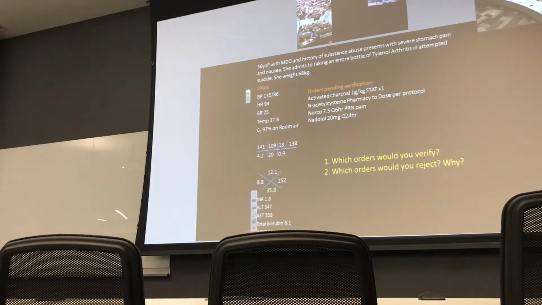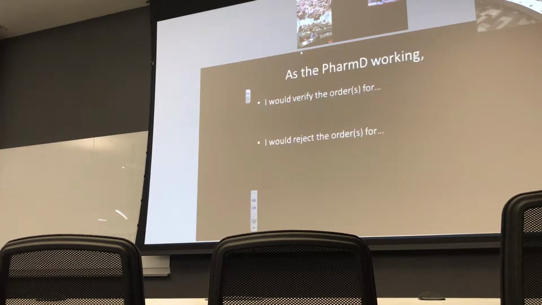She doesn't need the Nadolol because that's for encephalopathy. She doesn't have that. She doesn't need the charcoal because it's not within an hour. I mean, I guess we can give her acetylcysteine. I guess so. Group 19, what orders would you verify? Just if we would approve the N-acetylcysteine.